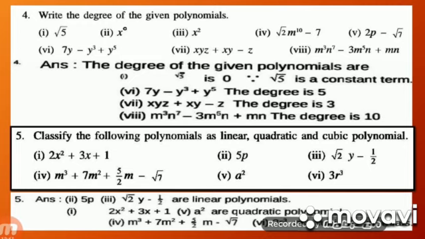Question number 5. Classify the following polynomials as linear, quadratic and cubic polynomials. Answer: the second 5p and the third root 2y minus half are linear polynomials. The first 2x square plus 3x plus 1 and the fifth a square are quadratic polynomials, and the fourth m cube plus 7m square plus 5 upon 2m minus root 7, and the sixth 3r cube are cubic polynomials.